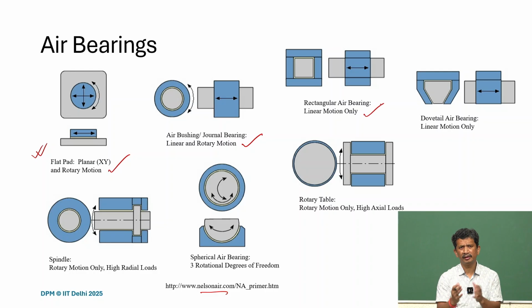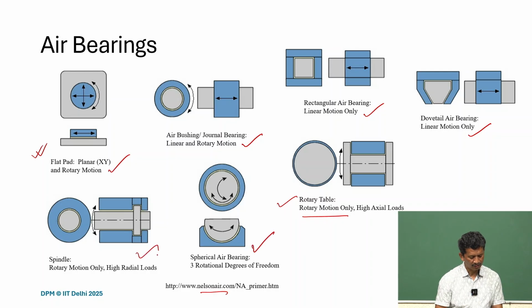So, it can be embedded on all the sides, and it can slide easily. With different arrangements we can get a dovetail air bearing. For rotary table applications, where you want to have rotary motions only and very high axial load, we can create that kind of interface, spherical air bearings, or even spindles.